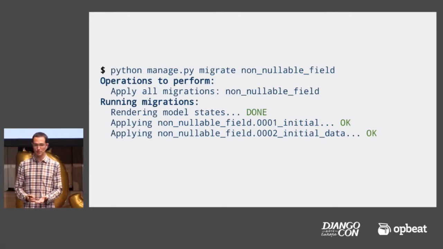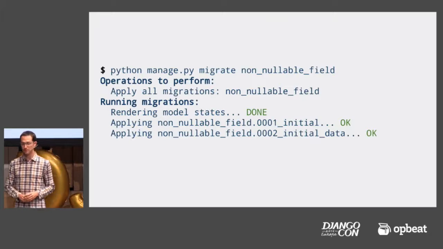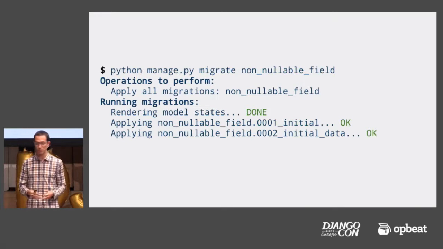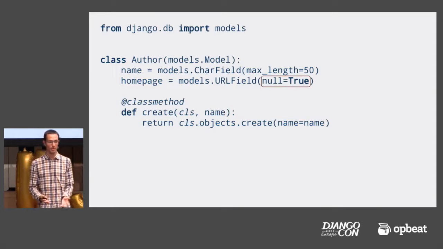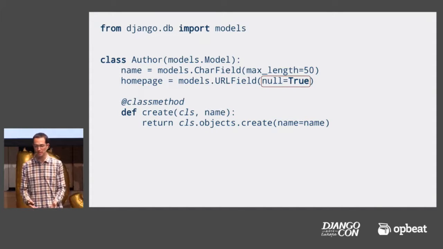So let's apply those two migrations. And this is what we get. Django is rendering the model states, applying migration 0001 initial and 0002 initial data. Everything fine. So our requirements change, so we want to add something to the author, which must not be nullable.